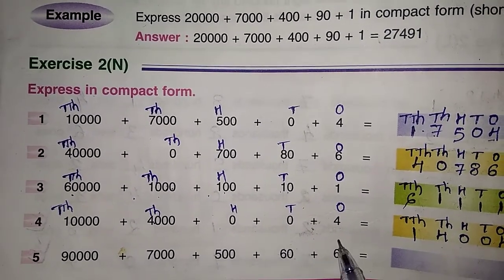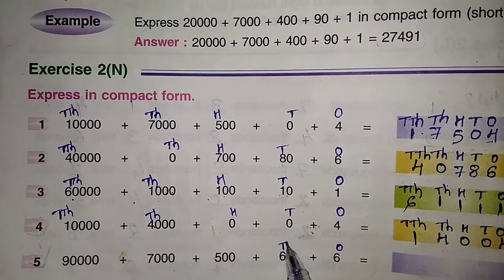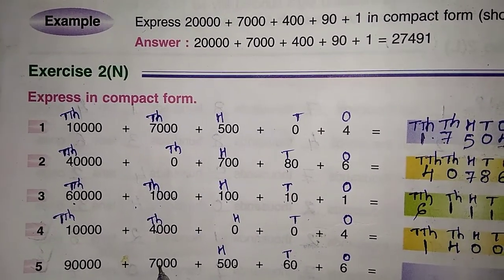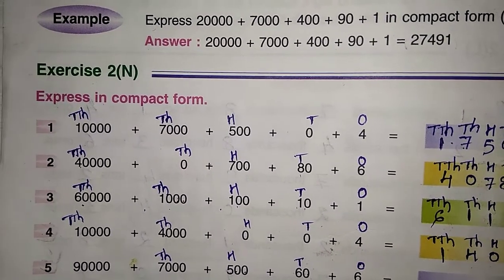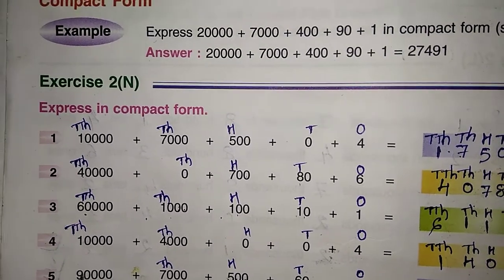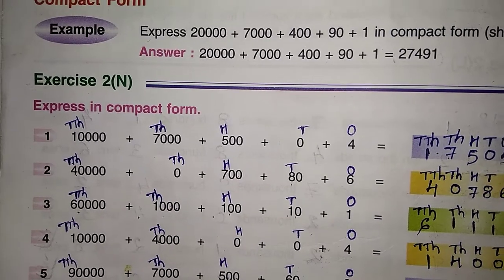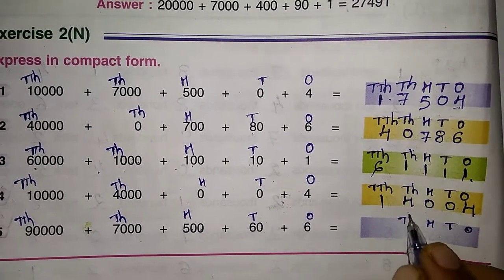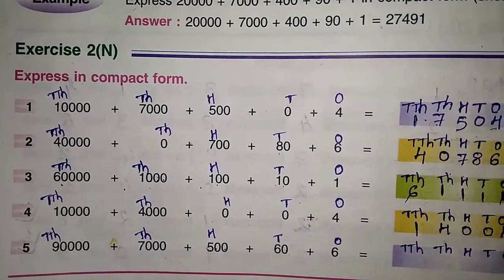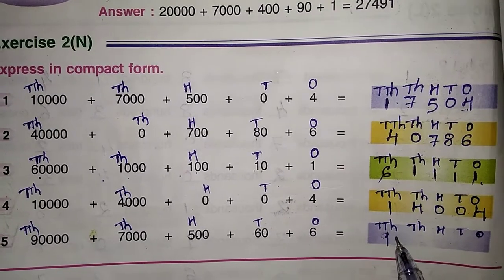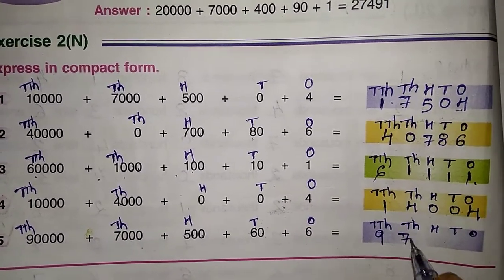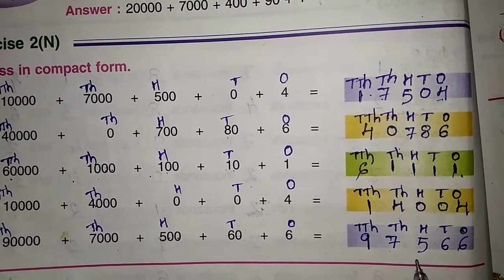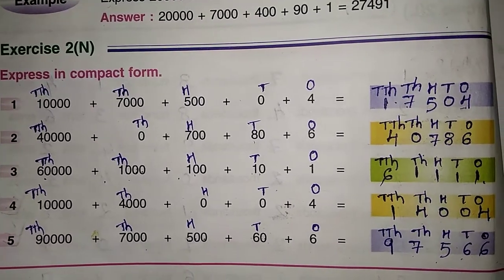Ones place 6. Tens place 6. Hundred place 5. Thousand place 7. Ten thousand place 9. Then you have to write ones, tens, hundred, thousand, 10,000. In the 10,000 place you have to write 9, then 7, 5, 9, 6. The number is 96,596. I hope, children, you understood these five sums.